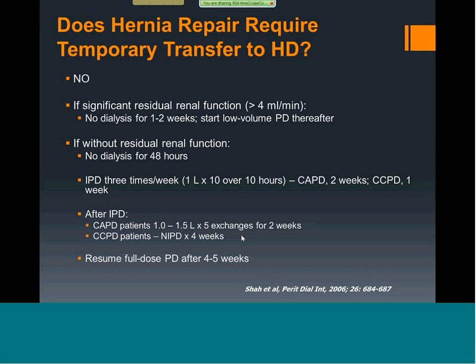And the second circumstance in which we do it is peritonitis either by Staph aureus or Pseudomonas if the patient also has an exit site infection along with it. So a person who has Staph aureus or Pseudomonas and an exit site infection along with it is another person who is a candidate for simultaneous removal and replacement.